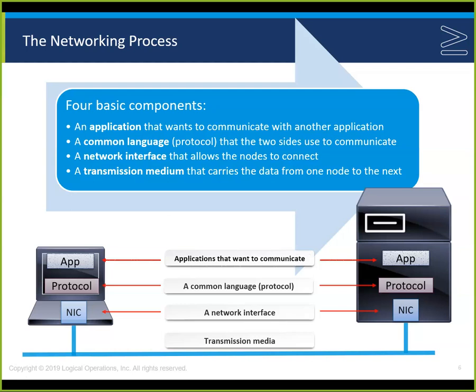We've got to at some point put the data onto the media, the transmission medium that carries the data from one node to the next. You may be using wired, you may be using wireless on your systems, but we have a transmission medium. It could be fiber, it could be copper, it could be the atmosphere. So these are the 4 basic components that make networking possible: social networking, digital networking, whatever kind of networking that you're using.